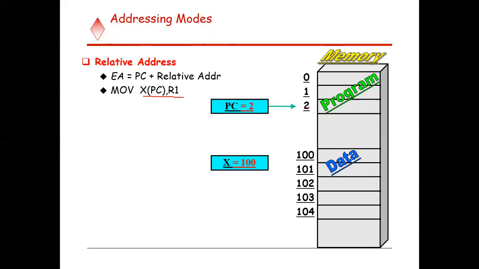So when it is accessing instruction 2, what operation should it do? X plus Ri will be added. When the second instruction is executing, 2 plus 100 will be added, that is 102. So it will access the content of 102, and that will be your operand. 102 will have 110A, that will be your operand, and that will be moved to R1.